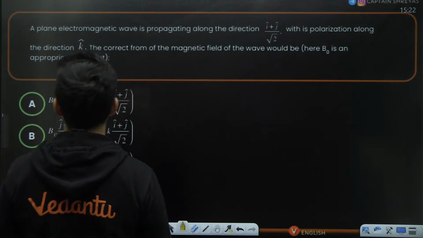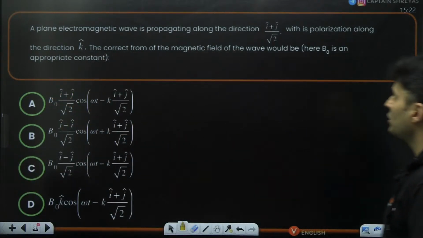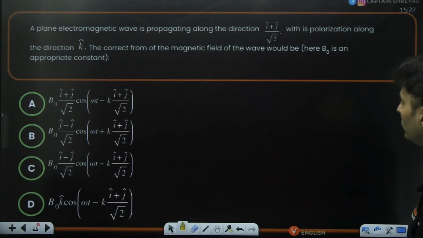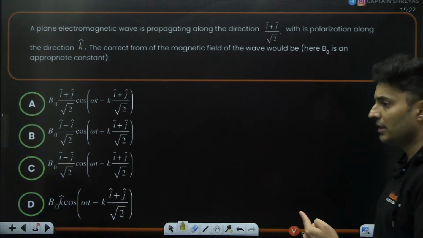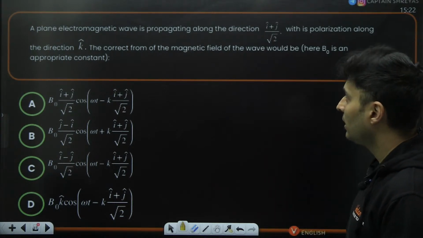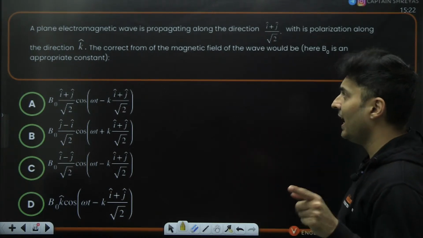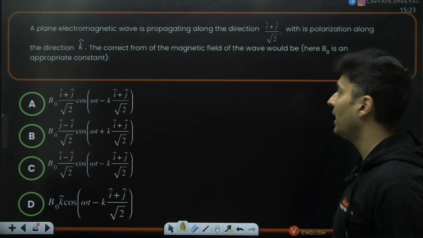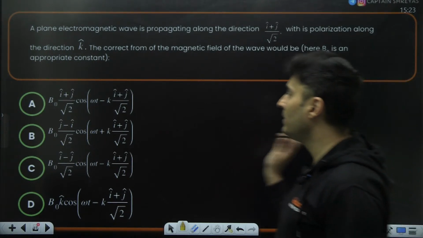Let's do this question. There is an electromagnetic wave which is going in (i cap plus j cap) by root 2. Speed of light, direction is given, unit vector. And polarization along k hat, that means electric field is along k hat. The correct magnetic field will be?